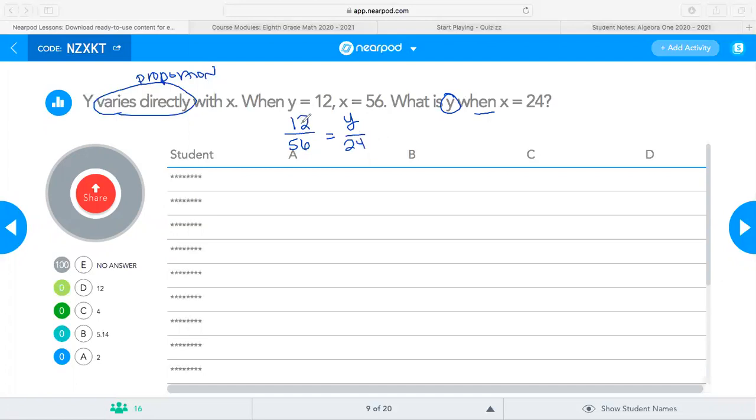So when y equals 12, x equals 56. What is y when x is 24? So I set up my proportions. I set them equal to each other because if they're proportional, their ratios should equal. So cross multiply.